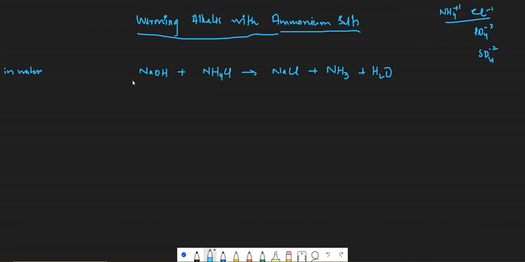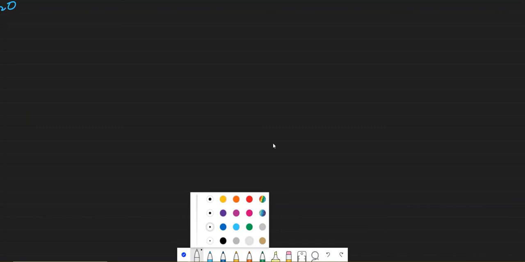Now, let's talk about different types of oxides. Let's take a different color. I'm a bit bored with blue. Let's take gold. Black is not visible, so let's take white. So, types of oxides.